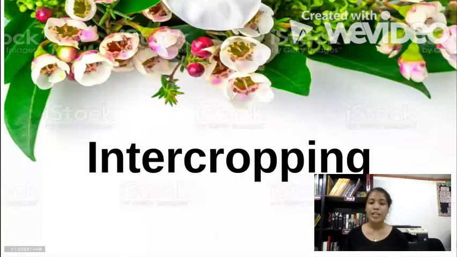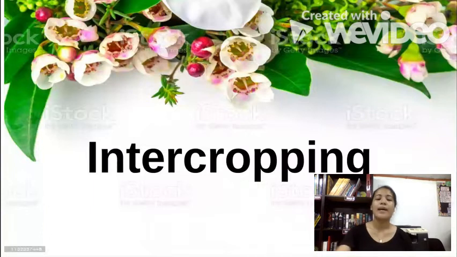All right? So now let's proceed to the main topic. We have intercropping. So what is intercropping? When we say intercropping, class, this is the cultivation of two or more crops simultaneously on the same field. Okay? Two or more crops simultaneously. Okay, cultivation of two or more.